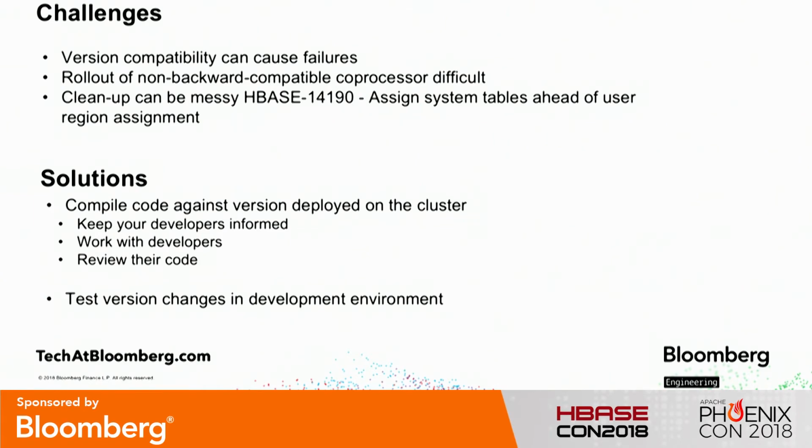There is an HBase Jira, 14190, which is still open actually. Right now, HBase assigns tables in random order. It does not give any priority to system tables, and this Jira talks about that. So some of the solutions for that: the developer should compile their code against the version deployed on the cluster, and you should always work with your developers and review their code 10 times. Never trust them.